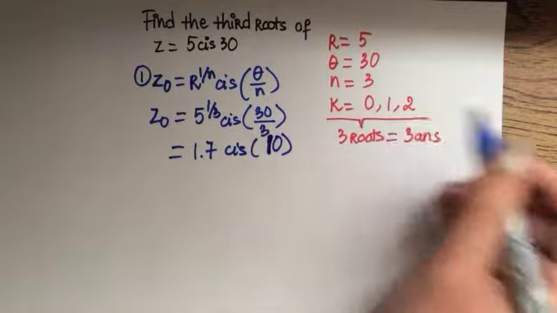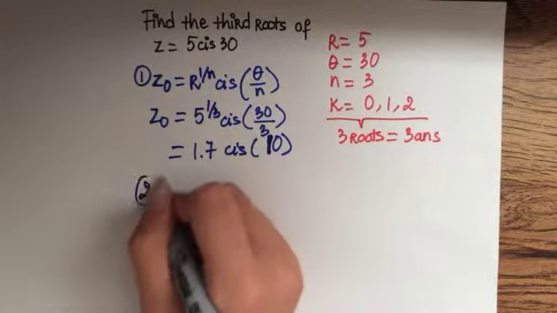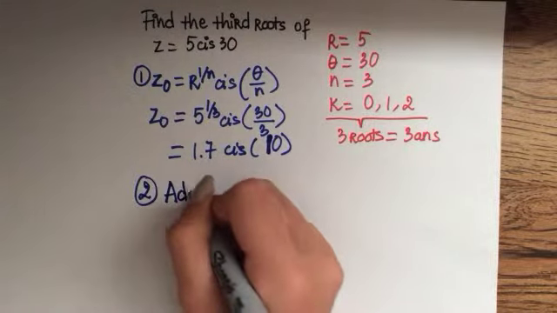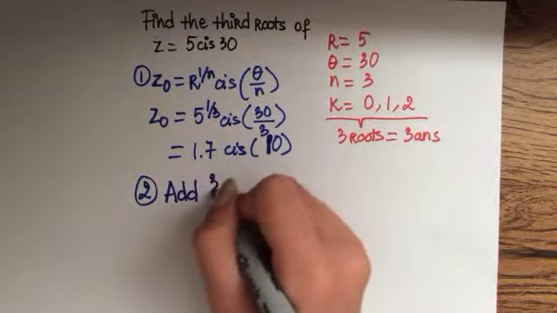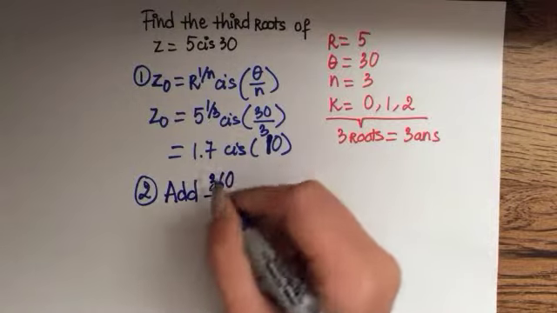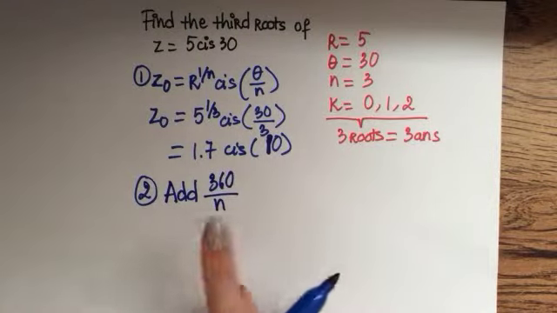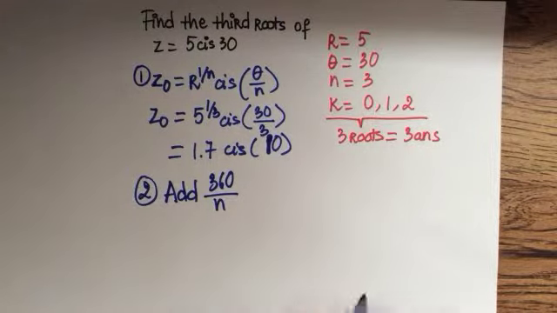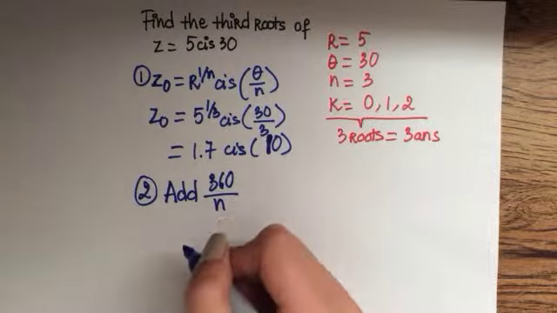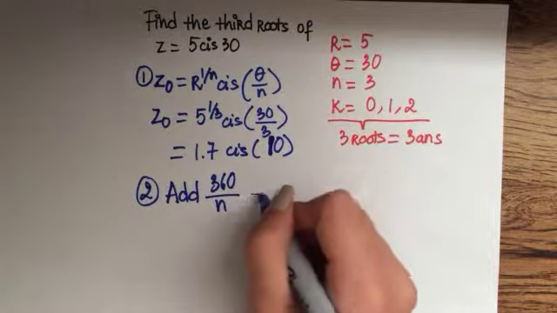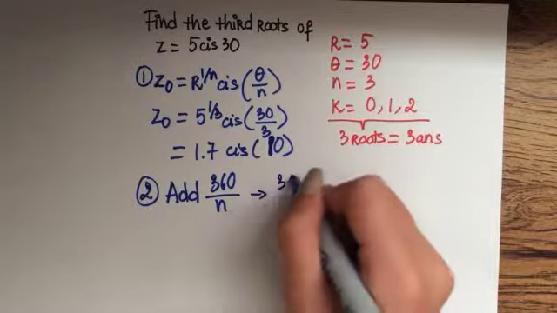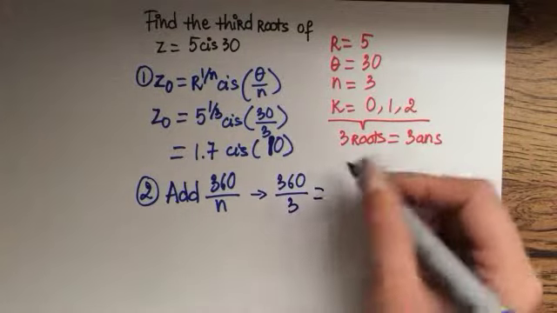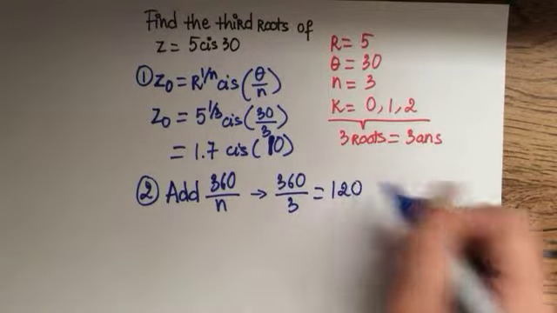Then the second step, which is your last step, you're going to add to your theta 360 over n, and this is the second formula you will always use for this problem. For your problem right here, if you plug your numbers in, it's 360 over your n, which is 3, so that will give you 120.